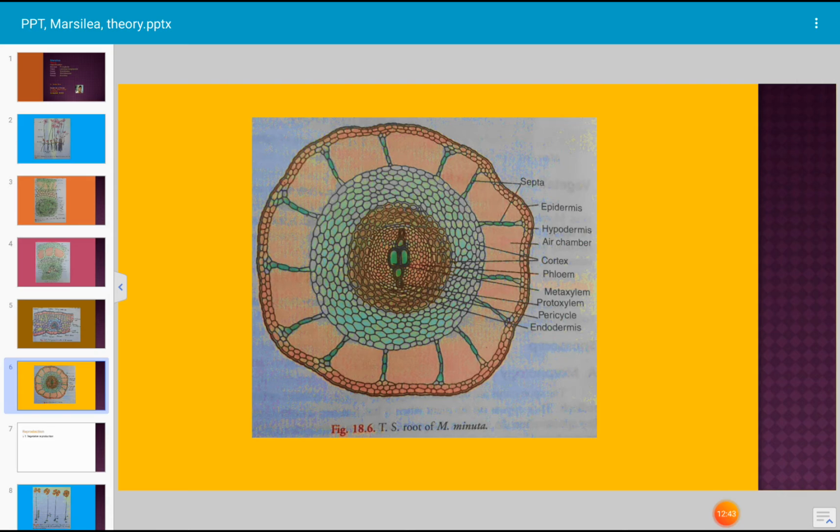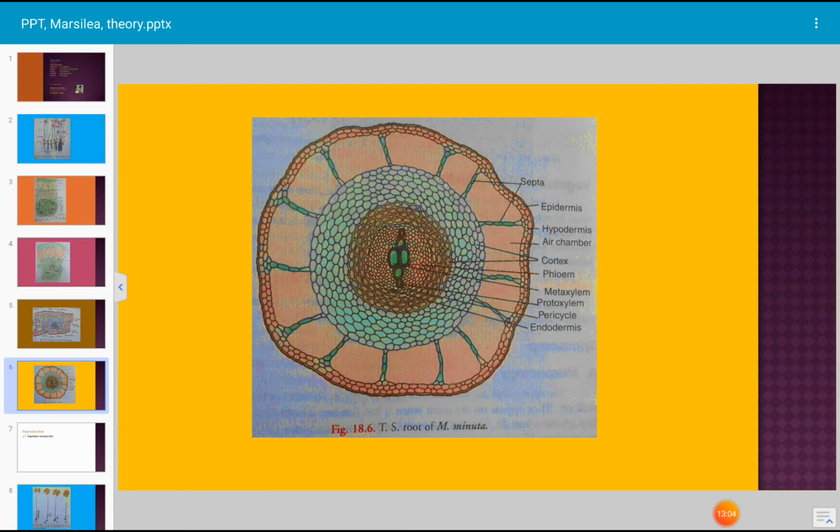This photograph is shown. This is the transverse section of root of Marsilea minuta. In the transverse section of root, the epidermis, cortex and stele may be seen. The epidermis is single layered and composed of thin walled parenchymatous cells. The cortex of the root is differentiated into two regions.